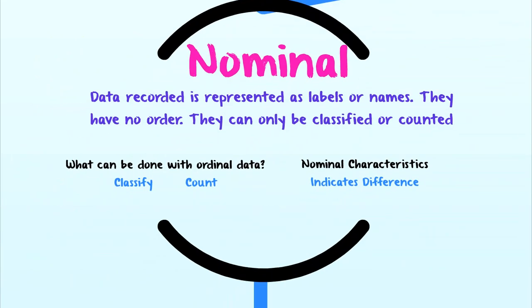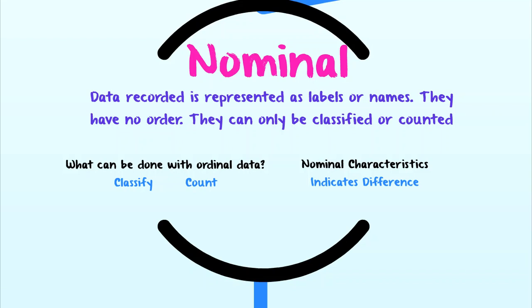First, we have nominal data. Data recorded is represented as labels or names. We talked about this in the last lecture, such as eye color, SUV, the state that you live in. It has no order. It can only be classified or counted, although I might say that Wisconsin is better than Texas. Unless I quantify those differences, they can't actually be ranked.